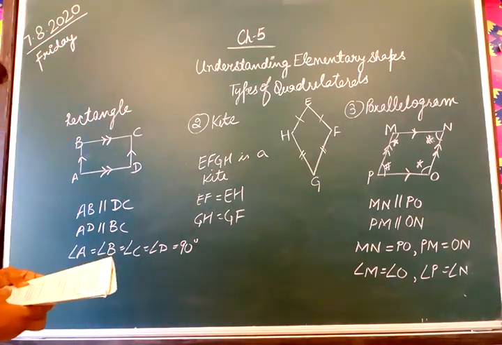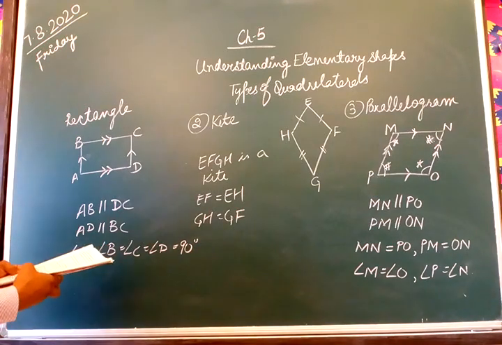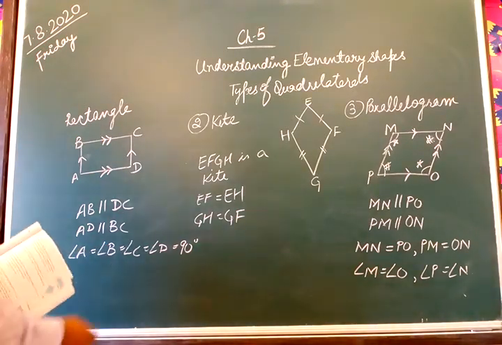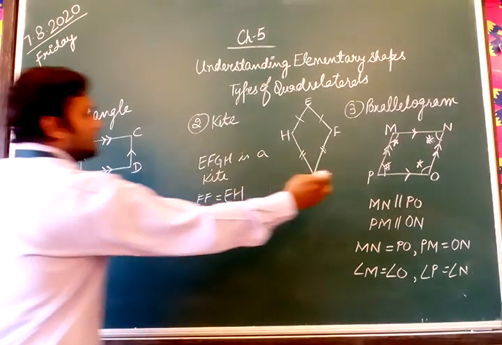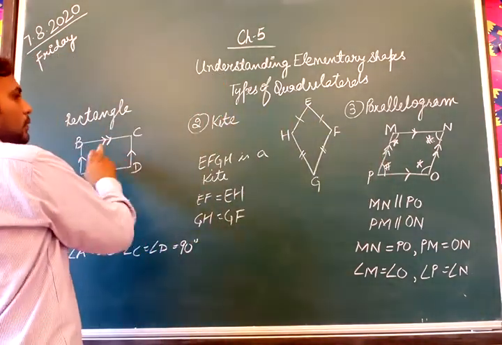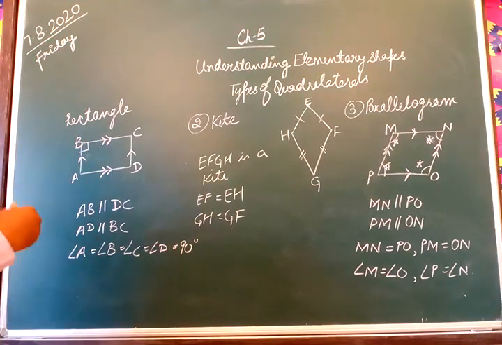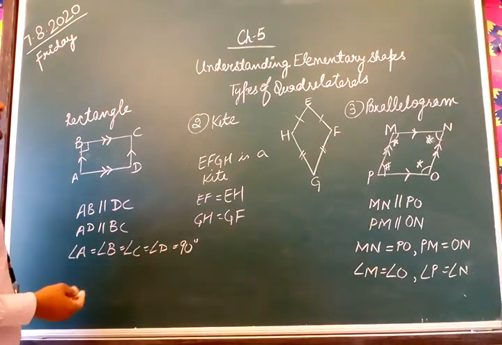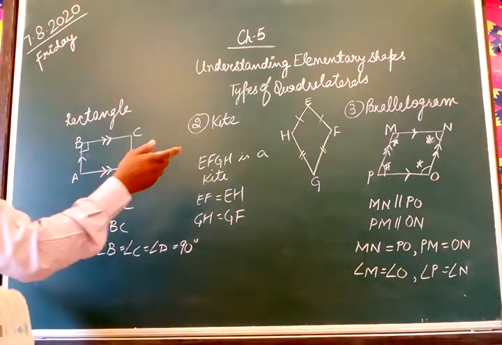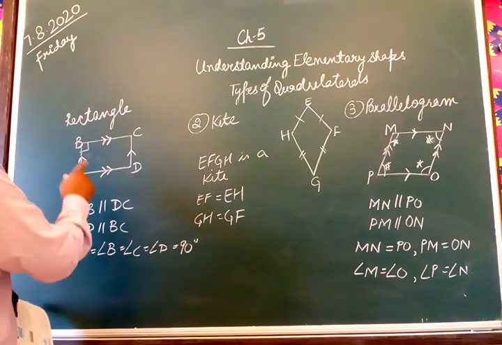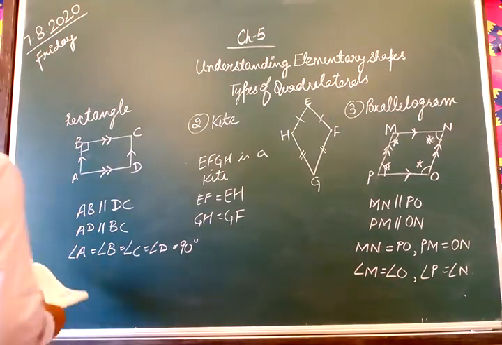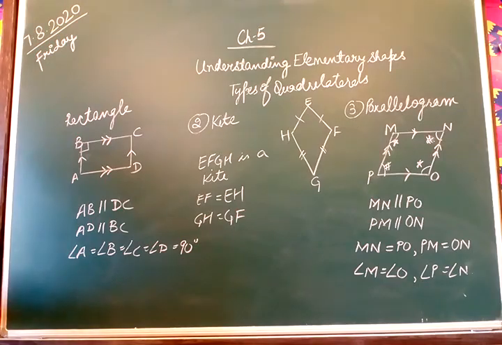For a parallelogram to be a rectangle, only one angle needs to be a right angle. The rest of the angles will also be right angles. If any one angle is 90 degrees, the rest of the angles will automatically become 90 degrees. So a parallelogram is said to be a rectangle if all the angles are 90 degrees.